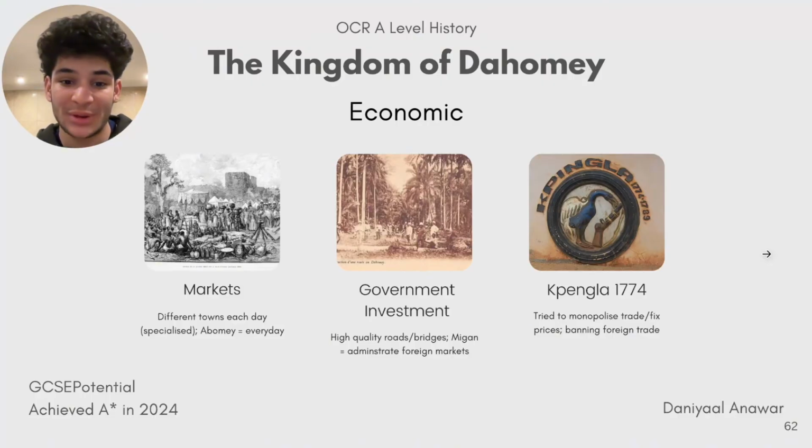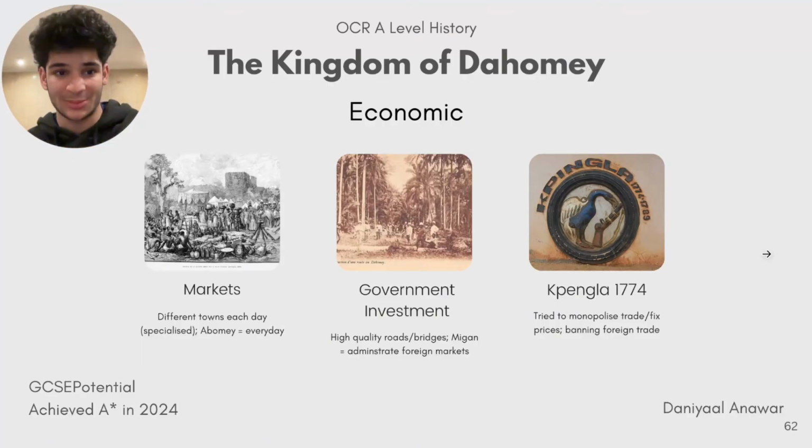The second point was government investment. Dahomey had a very centralized state. They had high quality roads and bridges, and there was a bloke called the Migan, who was administrating foreign markets. But essentially the point is that the government spent a lot of public money, so money that they had collected through taxes, etc., to upskill the region and sort of make it better, which is kind of interesting. It's kind of modern as well. I didn't expect that. Very much like how a modern state operates, but yeah.